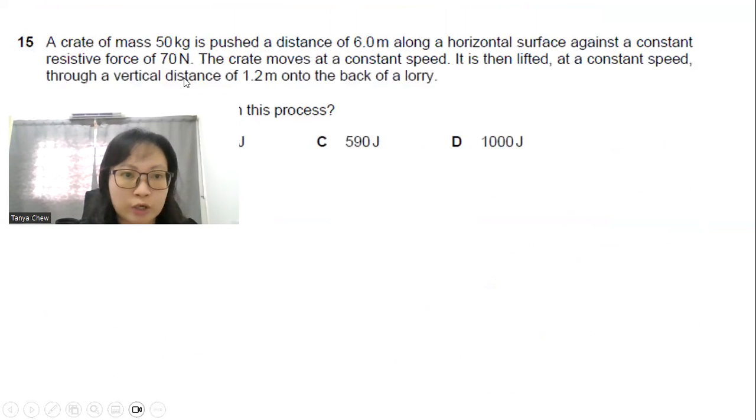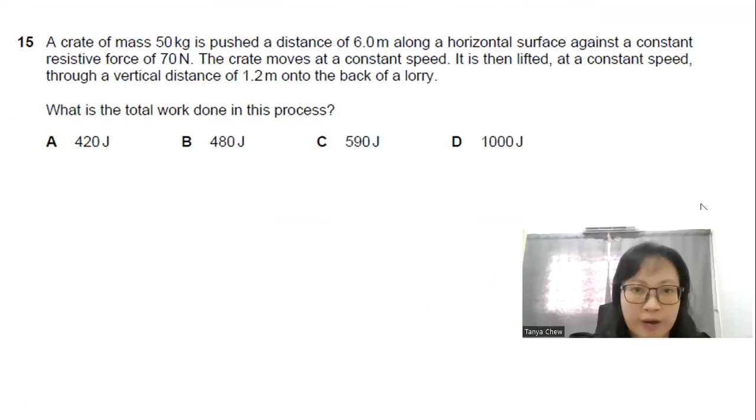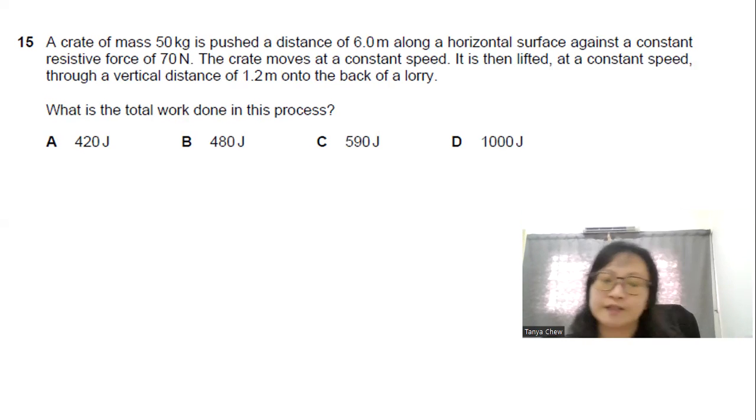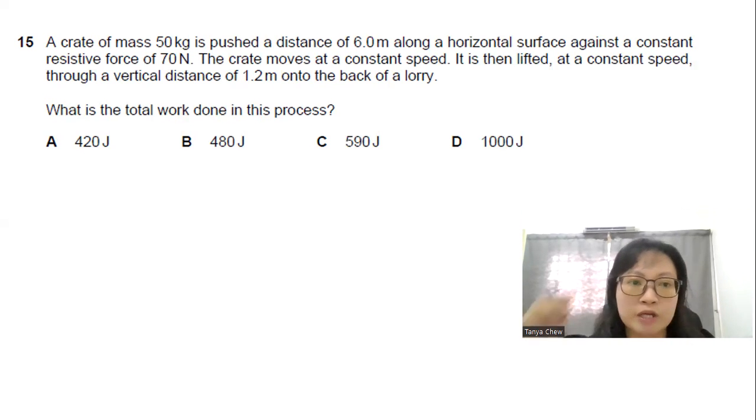The next question, a crate of mass 50 kilogram is pushed a distance of 6 meters along a horizontal surface against a constant resistive force of 70 Newton. The crate moves at a constant speed. This is very important. It is then lifted at a constant speed through a vertical distance of 1.2 meter onto the back of a lorry. What is the total work done in this process?